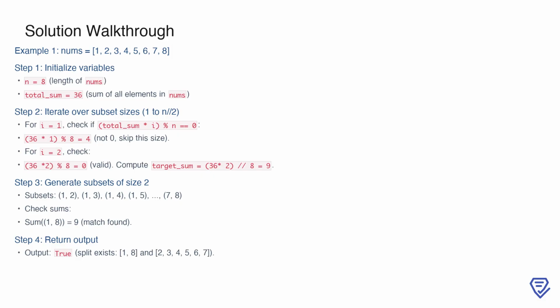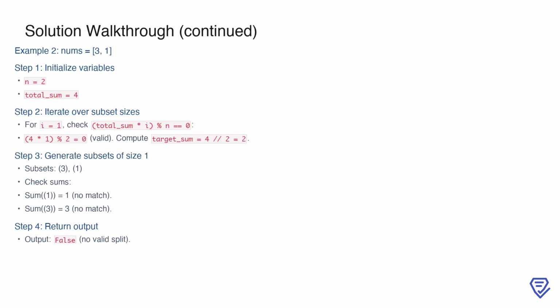equals 9. Now, we generate all possible subsets of size 2, such as [1, 2], [1, 3], and so on, up to [7, 8]. For each subset, we calculate its sum, and eventually, we find a match. Specifically, the subset [1, 8] has a sum equal to the target sum of 9. Since this subset works, we can split the remaining elements into a second group, and a valid split exists. Thus, the output for this example is true.